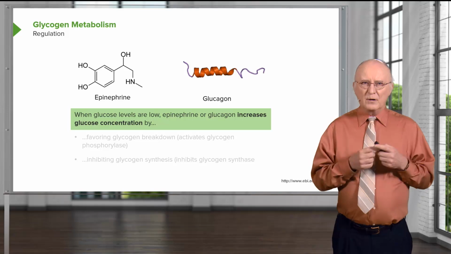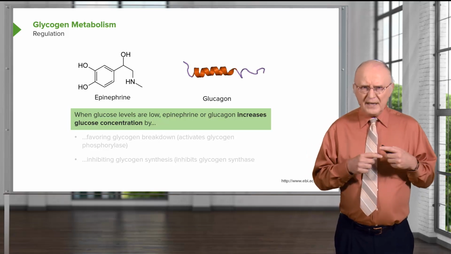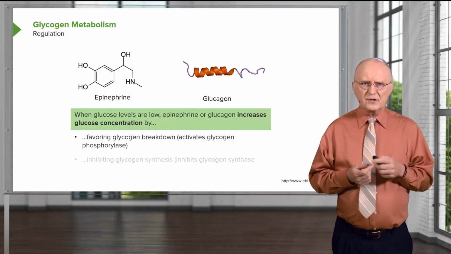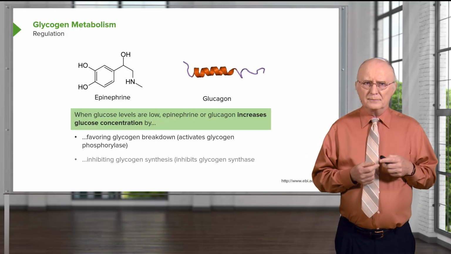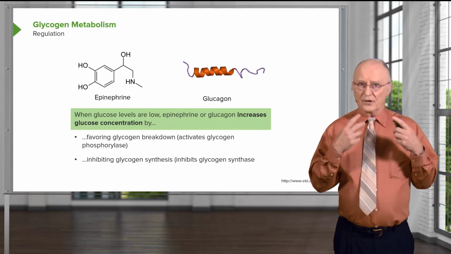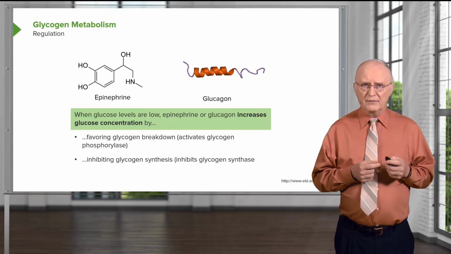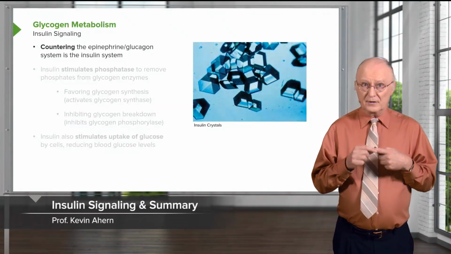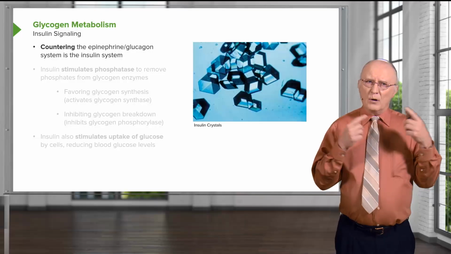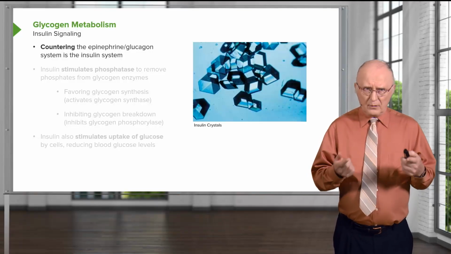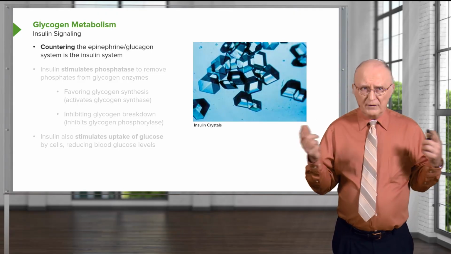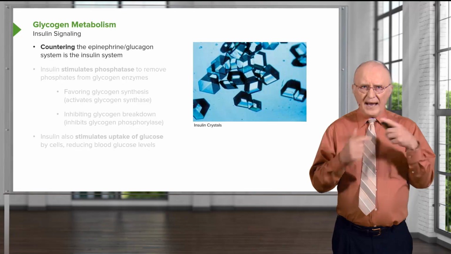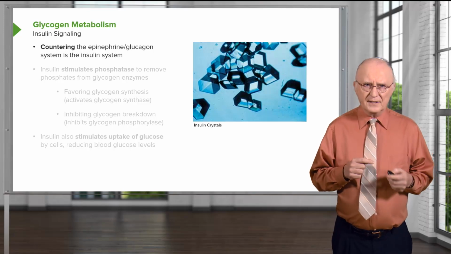Now, in summary here, when glucose levels are low, the body signals the liver with epinephrine or glucagon, and it increases the glucose concentration by favoring glycogen breakdown and inhibiting glycogen synthesis, the reciprocal regulation that I've talked about before. Now I want to spend a little bit of time talking about how we reverse all the process. So a reversal of the process happens with another hormone, and that other hormone is one that we've all heard about, and that's insulin. Insulin, as we will see, has the effect of countering the entire epinephrine-glucagon system.